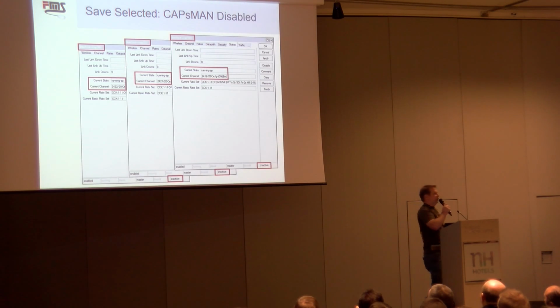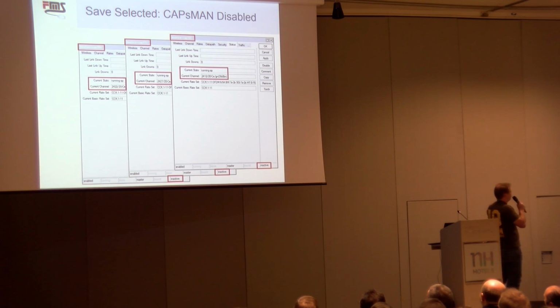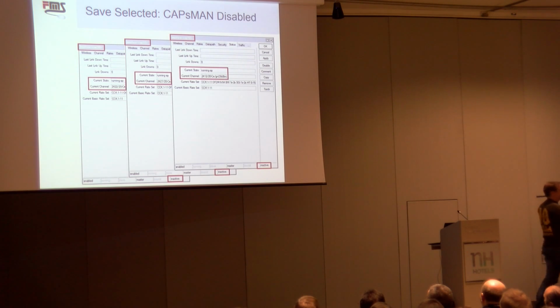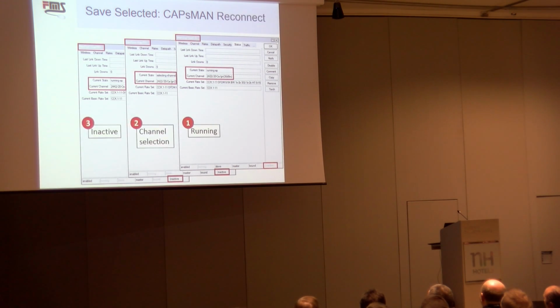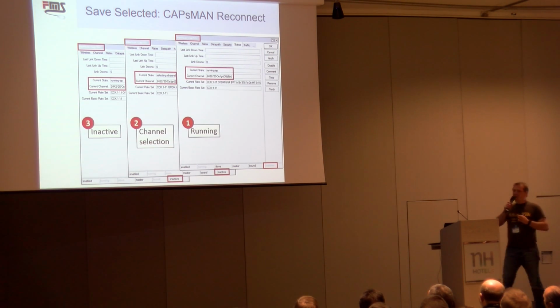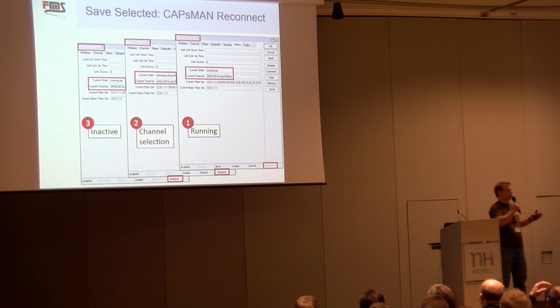That's important if you're losing connection to your CAPS manager and it's being reconnected. What you see here is 3 static interfaces and the CAPS manager connection is lost. So you see all of them, they're inactive right now. And when the manager connects back again, you see that the automatic frequency selection is not happening for all access points at the same time, but it's happening access point after access point.